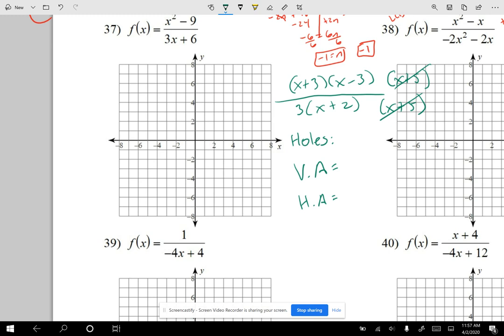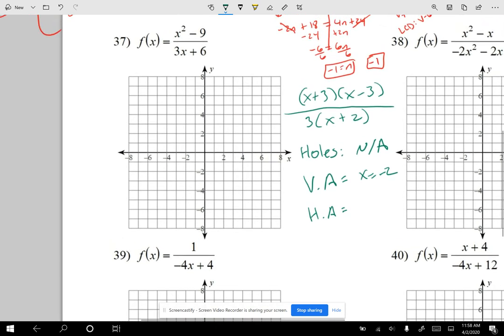The way I'm going to figure out what the hole is, I think of what value of x will make that equal to 0 and find the corresponding y. Once again, that will happen if I had factors that cancel out. In my case, I don't have any factors that cancel out, so I don't have a hole. I'm going to write NA for not applicable. Now, vertical asymptote, I'm looking at the bottom, the denominator. And I'm thinking, what value of x will make my factors of the denominator equal to 0? From there, I get x equals negative 2.